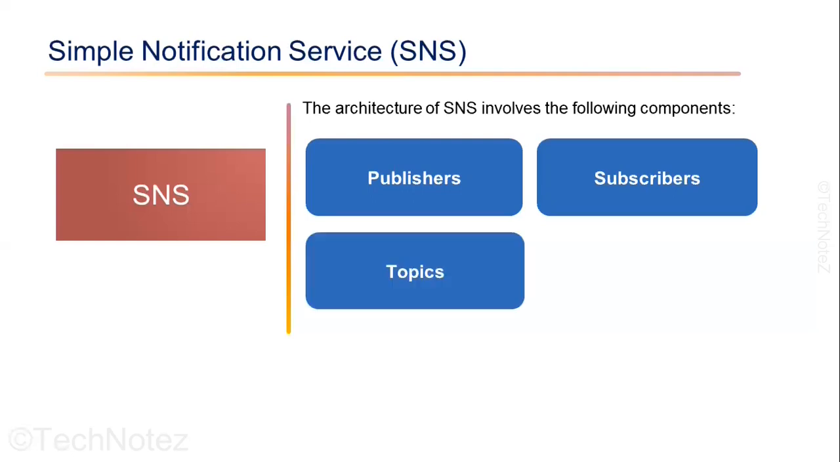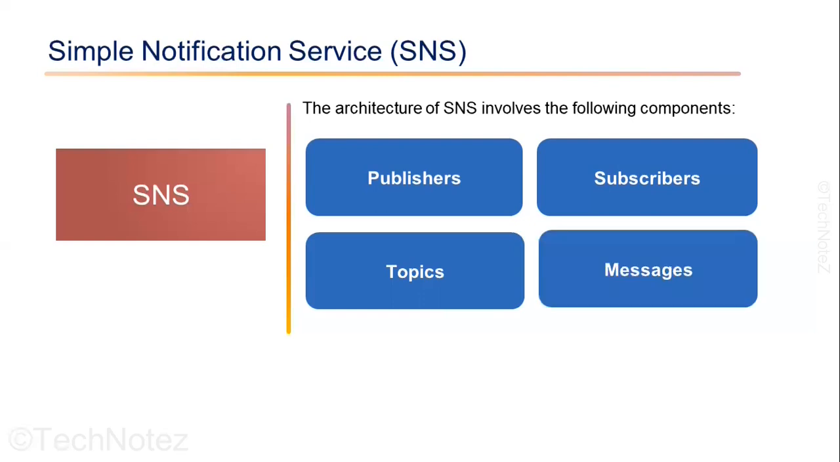Topics are used to categorize messages and organize the subscribers. Publishers send messages to topics and subscribers receive the messages from the topic. Messages are the information that is exchanged between publishers and subscribers. They can be of any type, such as text or binary data. Each subscriber receives the message and processes it.